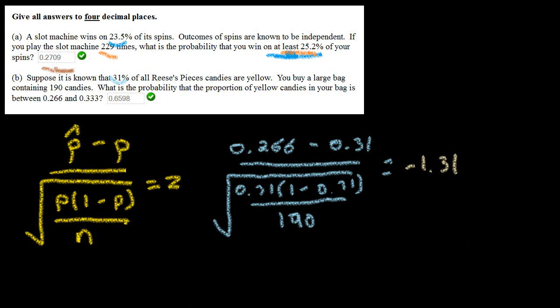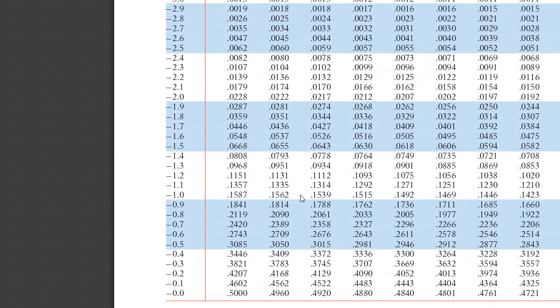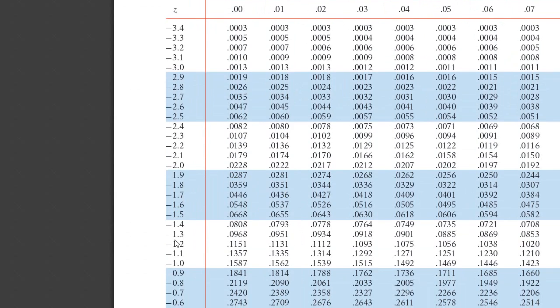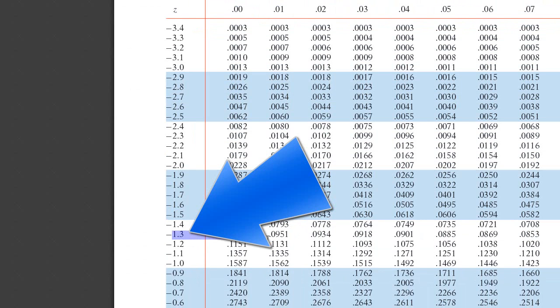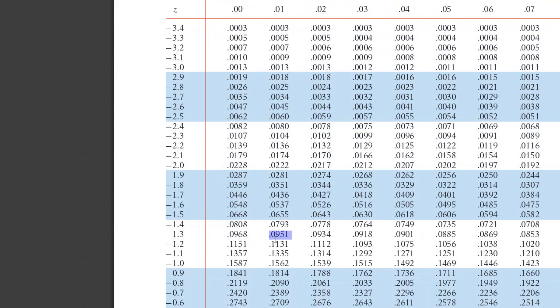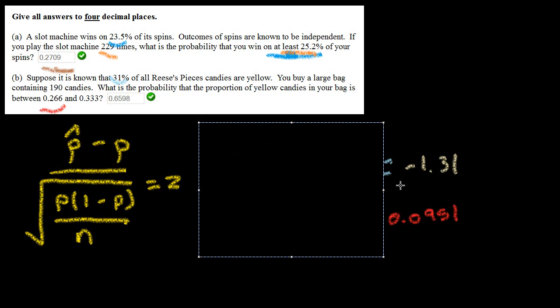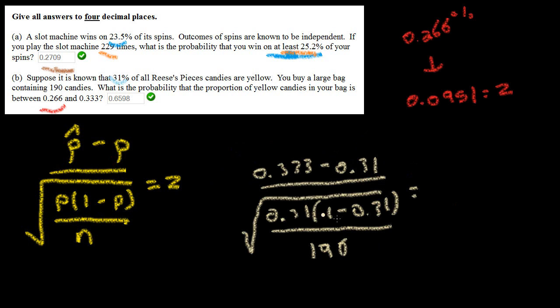Let's go ahead and go back to our table and find that value. We're looking for negative 1.31, so that's going to be up here somewhere. Here is negative 1.3, and here is 1. So we have 0.0951. This is going to be the associated proportion to the left side, the 0.266 right here. And now we have to find the right side. So we just have to do all of this calculation all over again, but for the 0.333. Here is the new calculation we would have to do. All I did was swap out the sample proportion with 0.333.